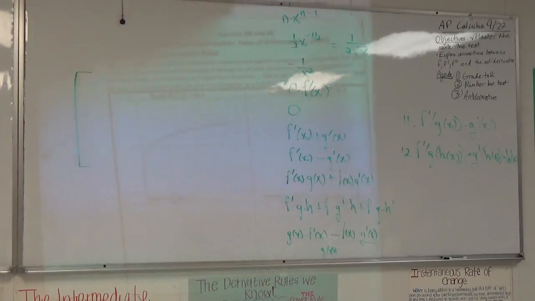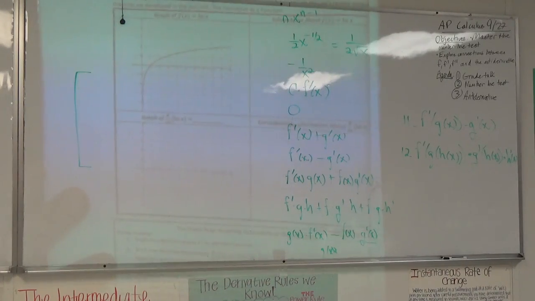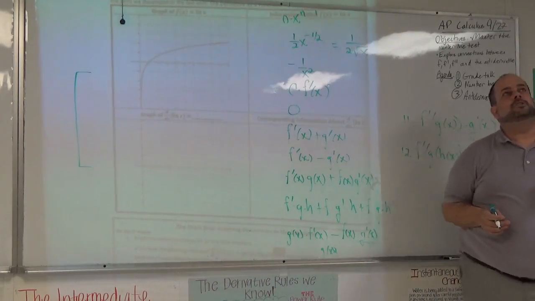All right. So that is 12 of the derivative rules. If all goes well today, we're going to pick up 6 more.